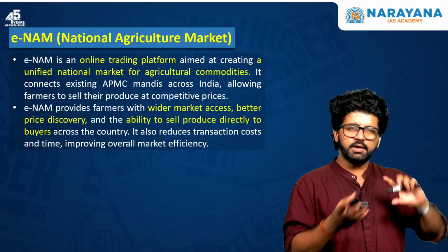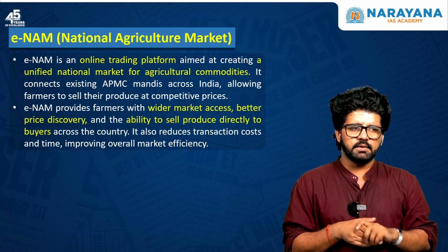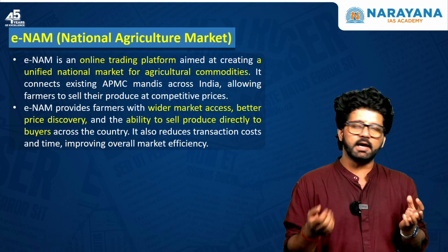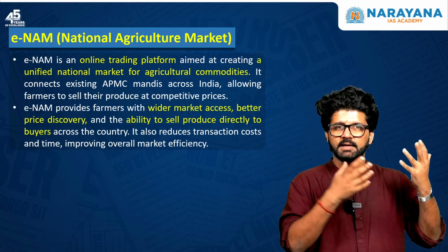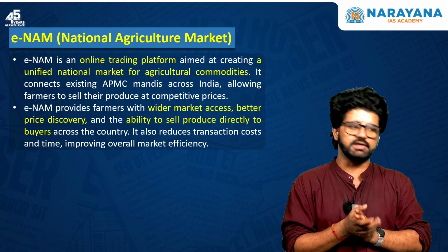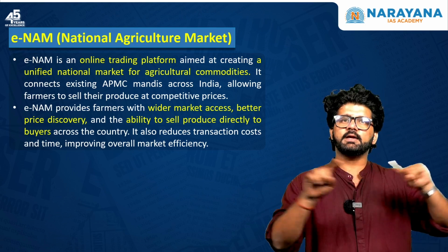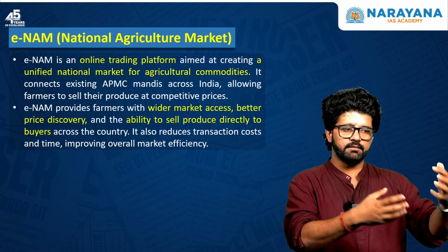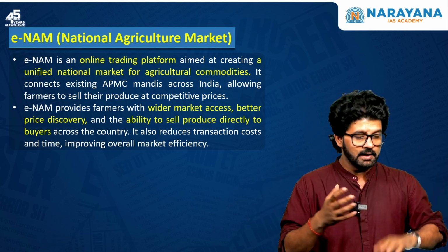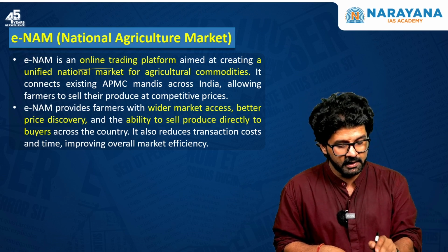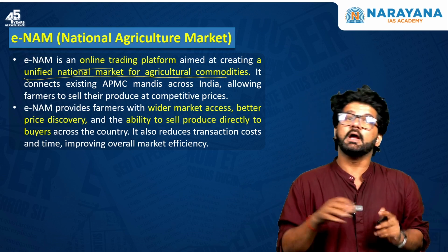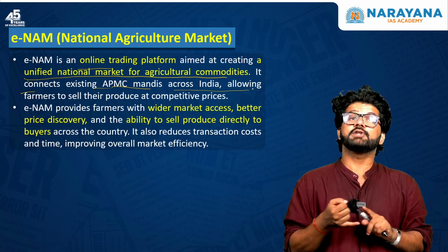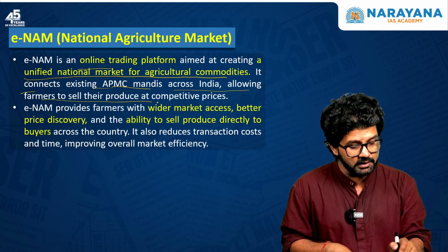Now, ENAM. So here, there were a lot of cases, a lot of issues related to agriculture mandis in states, which promotes collusive corruption. Farmers are not getting the MSP which government has announced, because mandis are in collusion with each other. So what government has done now, they have connected all these mandis online. So the mandi from where the farmer will get the maximum price, he'll be selling it there. So this is ENAM, online trading platform, aimed at creating a unified national market for agricultural commodities. It connects existing APMC mandis across India, Agriculture Produce Market Committee, allowing farmers to sell their produce at competitive price.